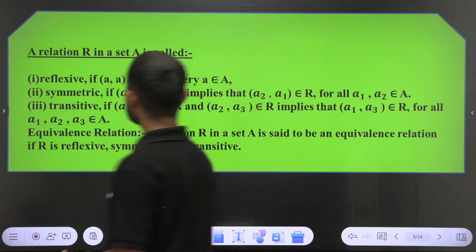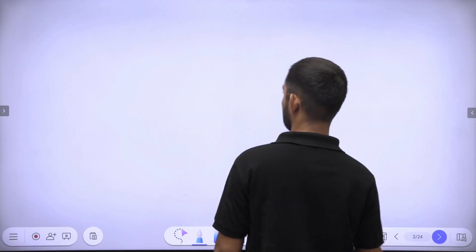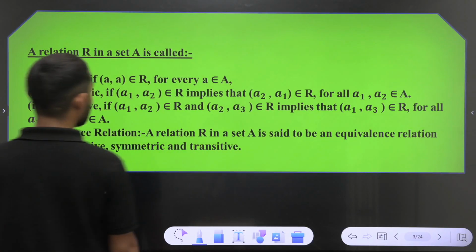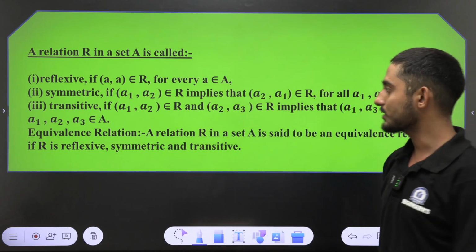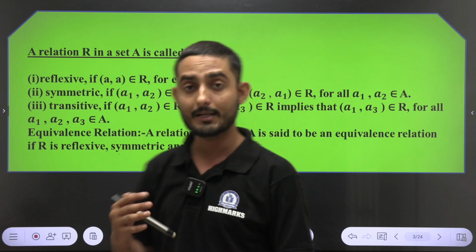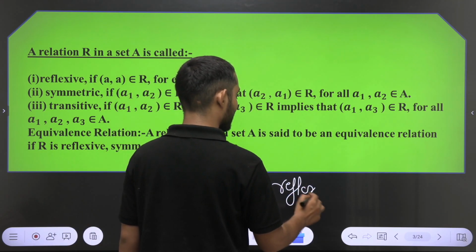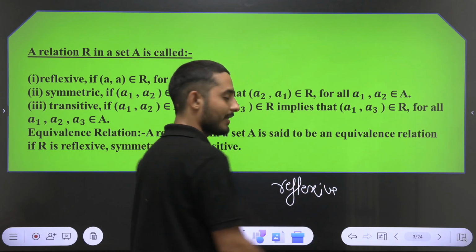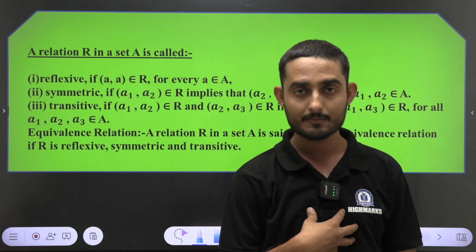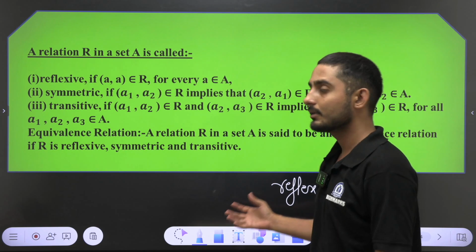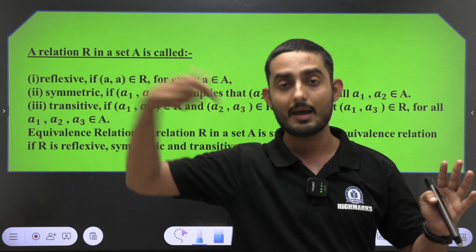Now a relation R in the set A is called a reflexive, transitive, symmetric, or equivalence relation. First one, the reflexive relation. Suppose there is an element A. Reflexive means reflex. And what is the reflex of anything? Suppose I want to see my reflex, then the reflex of mine will be the same as me. So reflexive relation means the element coming in the relation should be the same as itself.